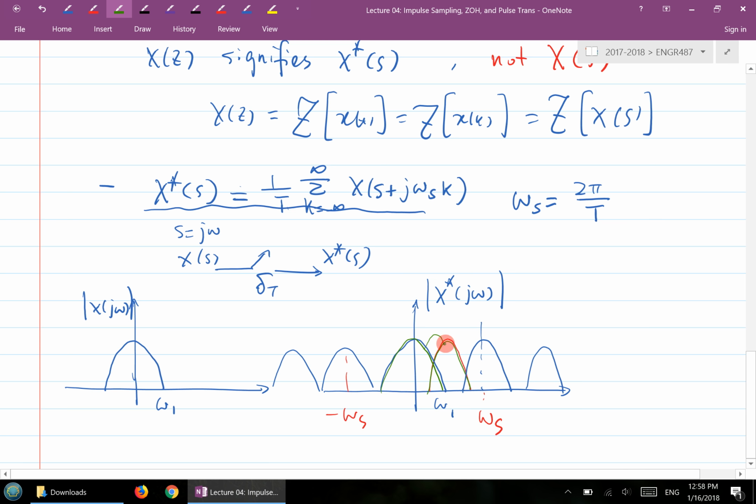Is that like intersymbol? There's a phenomenon here, and there's a term for this. I'll show you. What is it? Aliasing. Exactly. That's the phenomenon called aliasing.